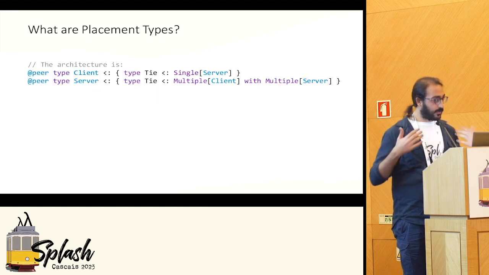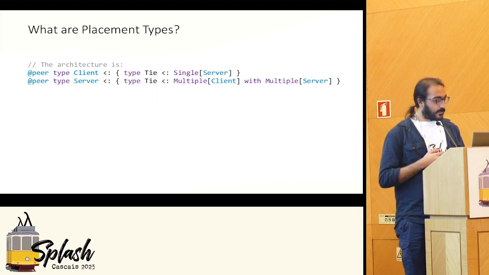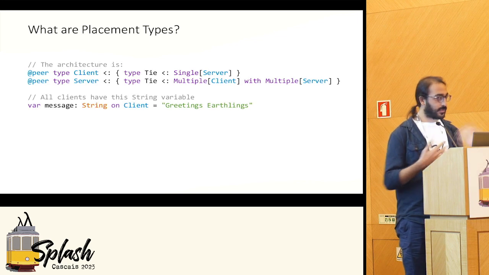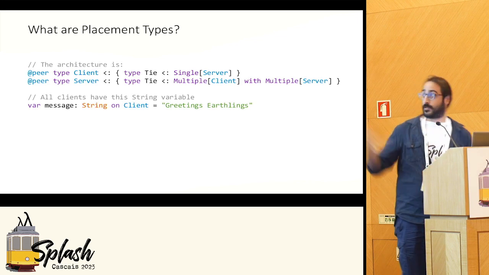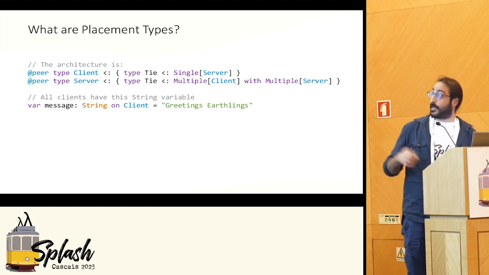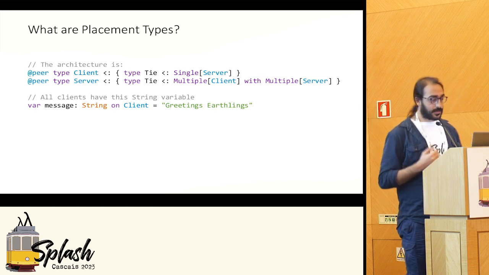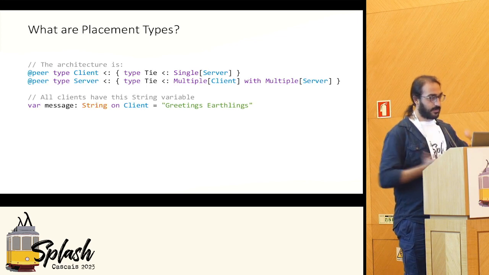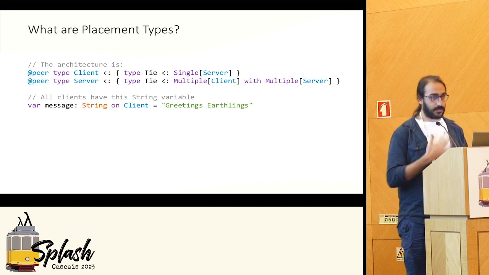But let's actually use this architecture. For this particular program, let's decide to place a string on a client, so that every client now has a string, and let's assign it "greetings earthlings" and call it message. In the type, you see that it's not only a string, but there's also this annotation that says it is on a client. So after I compile my program, this variable will only exist in the binary that is supposed to be run by the clients.